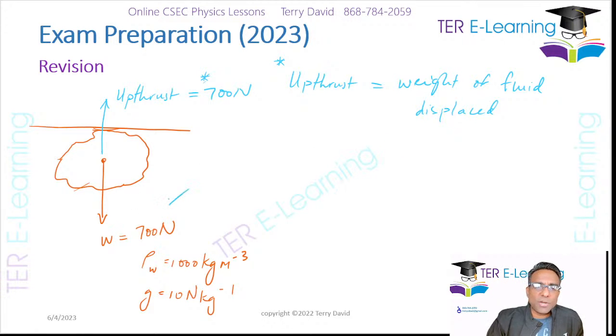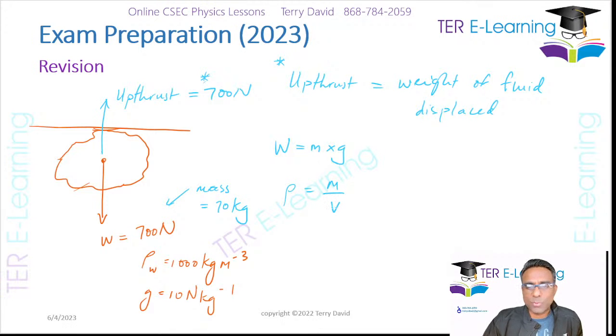Now, if this object has a weight of 700 newtons, the mass of the object has to be equal to 70 kilograms. Let me just show you something here. Whenever you're doing Archimedes principle questions, there are several formulas that you need to keep in mind. Weight is equal to m multiplied by g. That's important. You also may be given things relating to density, which is mass over volume. That's something that could be given as well.